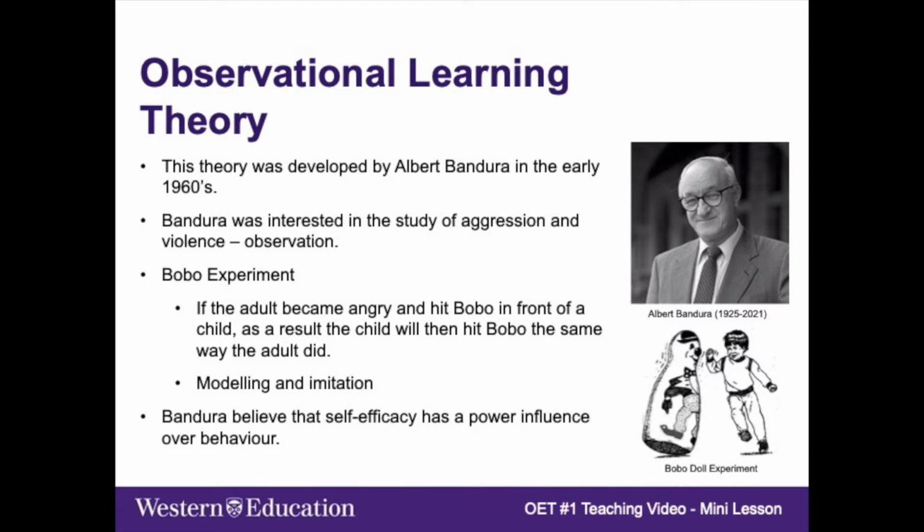Bandura completed an experiment using Bobo, the clown. In this experiment, if the adults became angry and hit Bobo in front of a child, as a result, the child will then hit Bobo the same way the adult did. This was referred to as modeling and imitation. Bandura also believed that self-efficacy has a powerful influence over behavior.